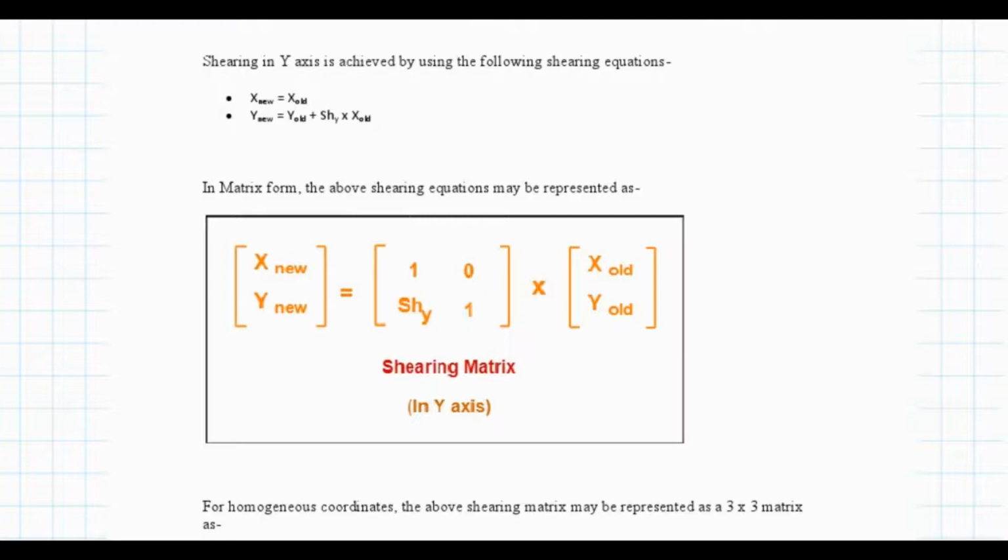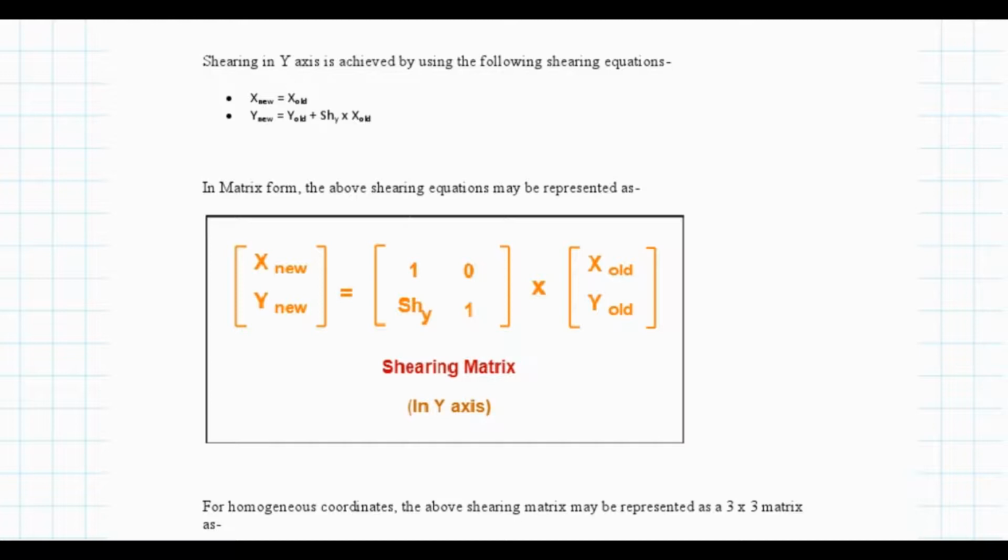Now let me have a look at the shearing transformation along y-axis. If you recall, when you apply shearing transformation along y-axis, no changes take place in the x coordinate value. So x new, the x coordinate of the transformed point, will be equal to the x coordinate of the original point, and y new will be equal to y old plus SHY multiplied with x old. So this SHY is your shearing transformation parameter along y-axis.